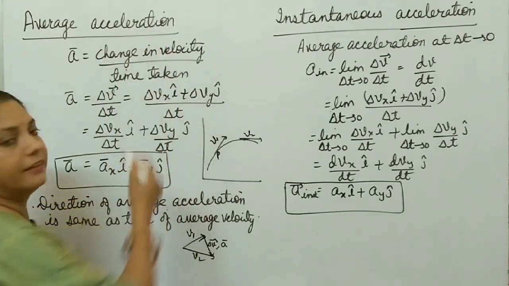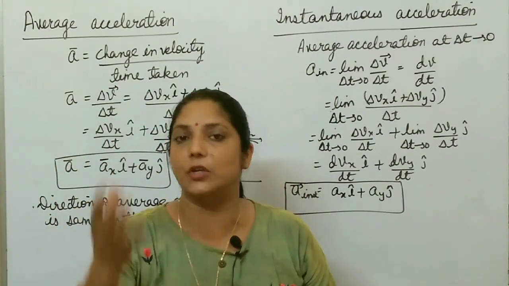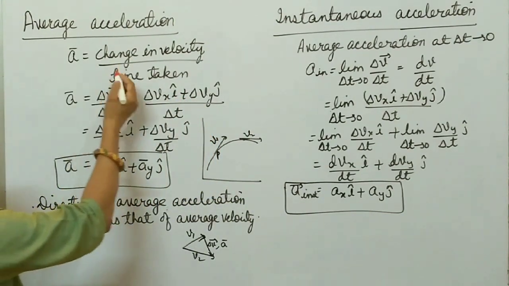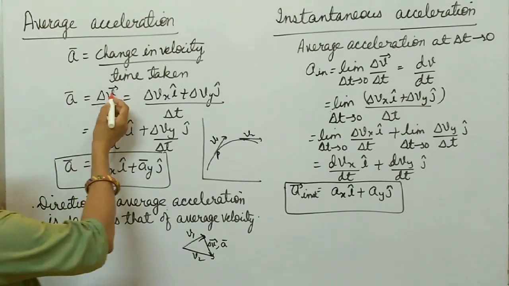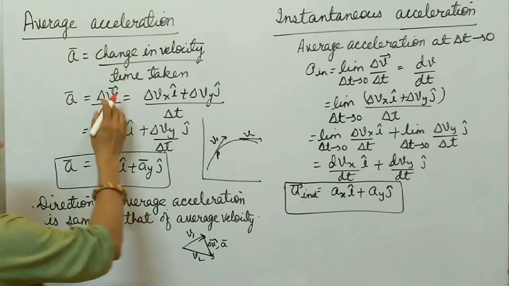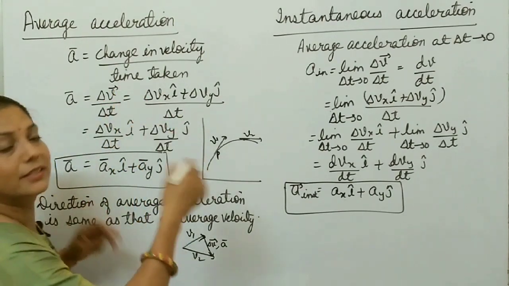Now, average acceleration. Average acceleration is the ratio of change of velocity of a body to the time taken. So, average acceleration you can write as change in velocity by time taken. Now, change in velocity is what? Delta v by delta t, right? Now, you can write this velocity in rectangular components along the x and y axis.